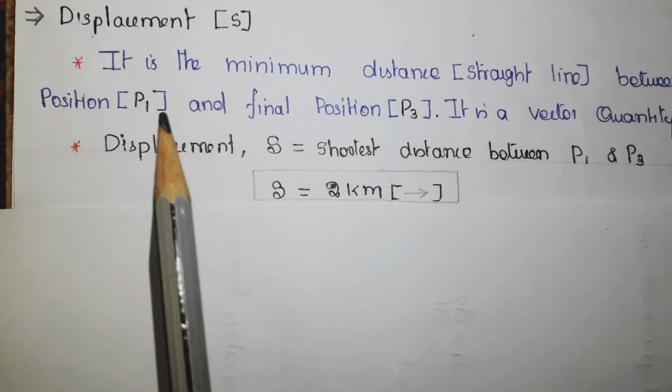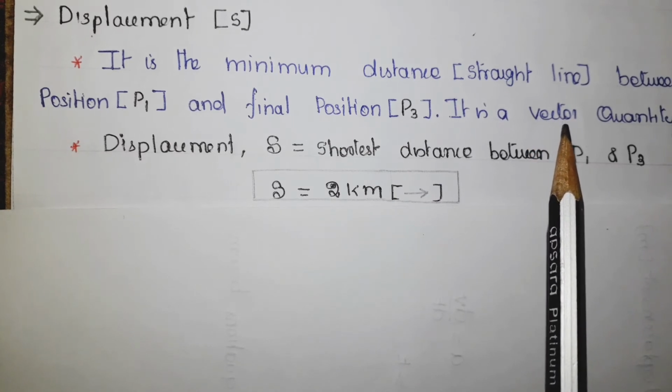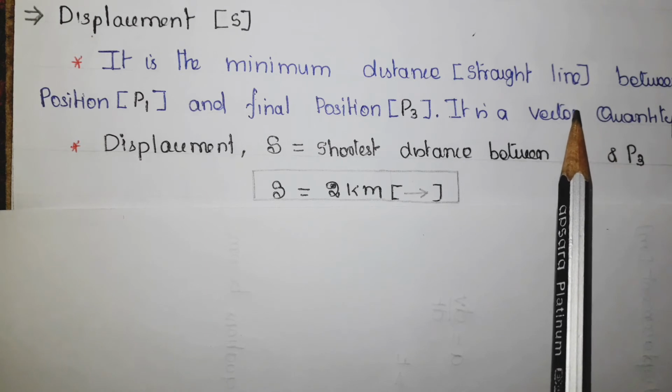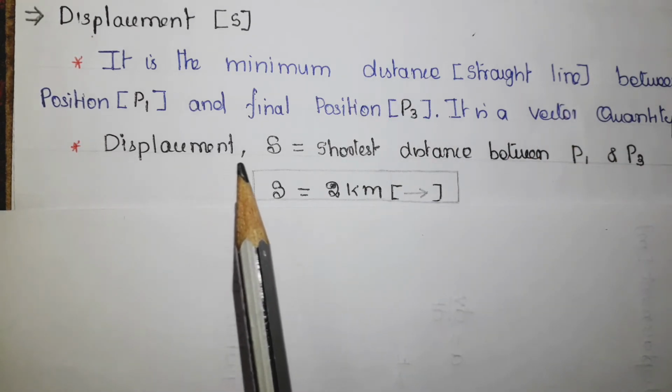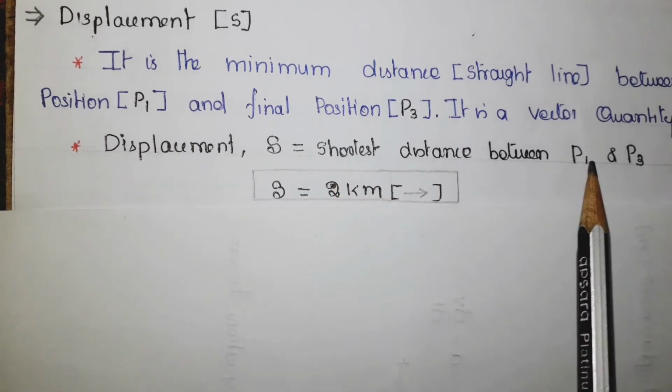Between the initial position P1 to final position P3. Now moreover, it is a vector quantity. When I say vector quantity, the direction is associated with the parameters. Then finally, displacement S equals the shortest distance between P1 and P3.